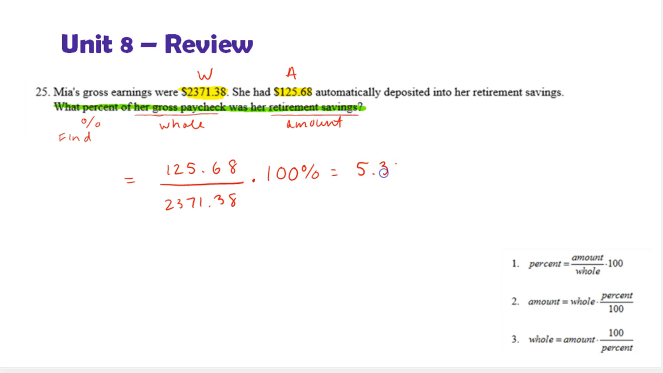So 5.3%. As a complete sentence, we would say Mia's retirement savings is 5.3% of her gross paycheck. Let's look at the next one.